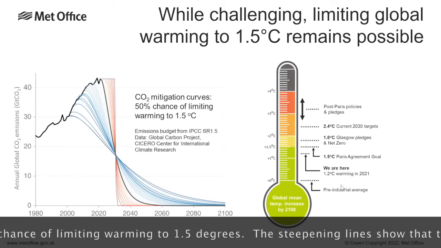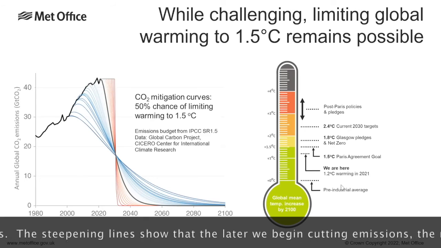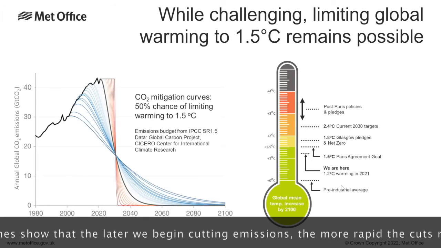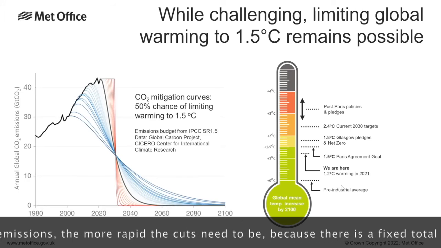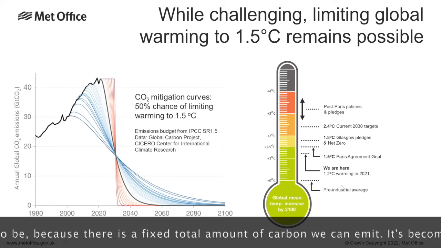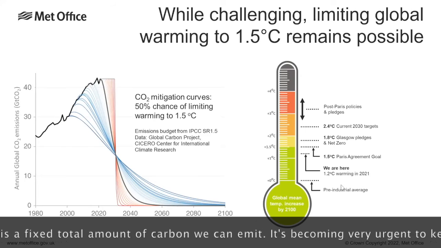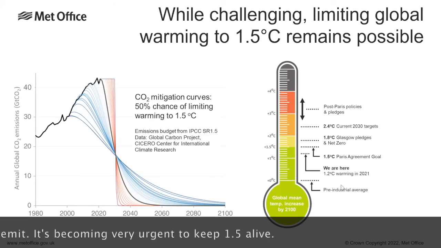that matters, meaning the later that we leave the cut in emissions, the more rapidly we need to cut emissions. Hence the blue curves get steeper and steeper. So this is the scientific articulation that if we want to stay below 1.5 degrees, the longer we leave the reduction in emissions, the more rapidly we will need to do that. And this chart quantifies that statement, but it's reaching very urgent to keep 1.5 alive.